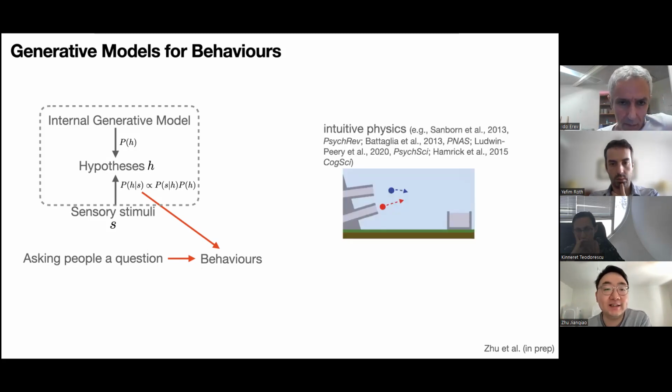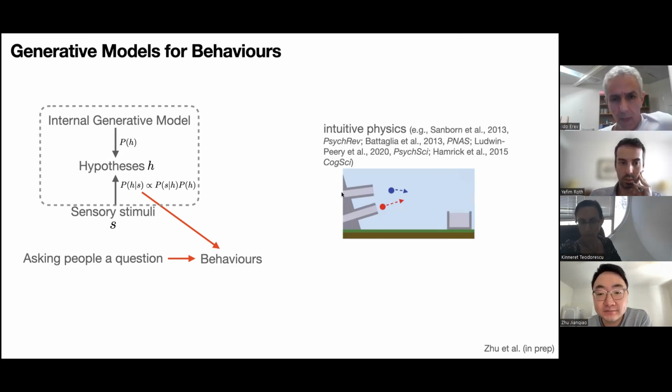You can just turn aspects of these hypothesis samples into corresponding behaviors. And we see this framework as very general, not limited to any specific task. So it can even be used to explain some behavior recorded in the intuitive physics literature.